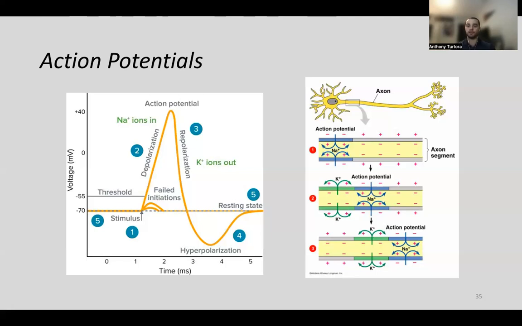So also about the sodium potassium ATPase, an important thing to know is that it uses ATP to pump 3 sodium ions out against their concentration gradient, and it also pumps 2 potassium ions against their concentration gradient, which is into the cell. So that is important to know about the sodium potassium ATPase.